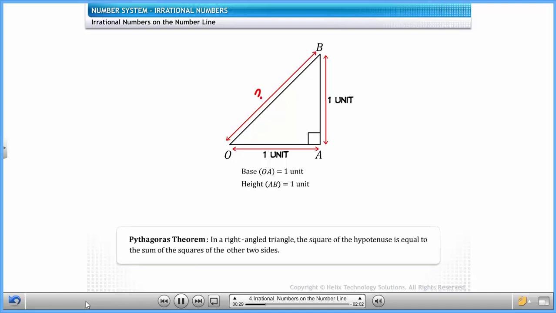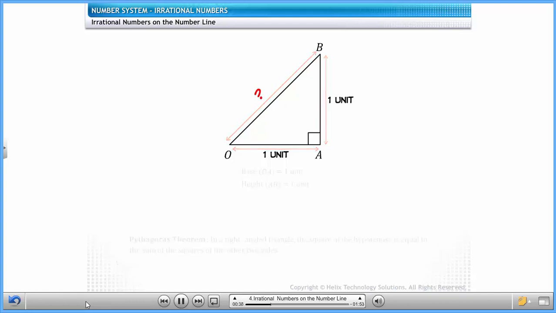Recall the Pythagoras theorem that states, in a right-angled triangle, the square of the hypotenuse is equal to the sum of the squares of the other two sides. Applying this theorem to triangle OAB, we'll get this equation. On substituting the values of OA and AB, we get OB square is equal to 2. Therefore, OB is equal to the square root of 2.